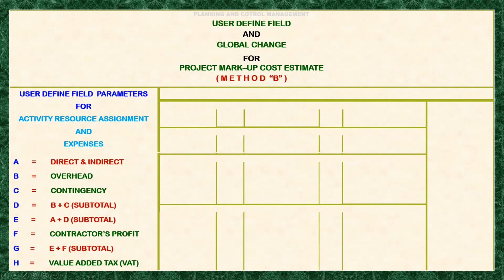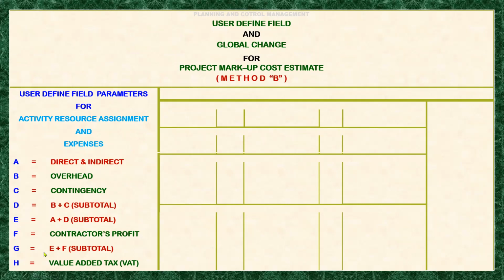But actually, we have already added these UDF parameters into Primavera P6 in our recent method A, resource markup estimate. So we don't need to assign them again into our Primavera P6 user-defined field. What we need to do here is to utilize the same parameters for method B, resource and expense markup estimate, with a slight modification to a global change application.